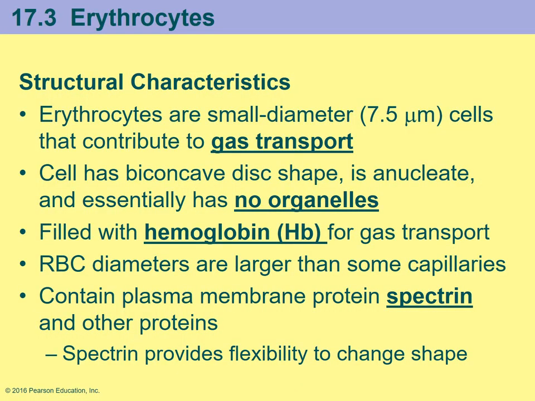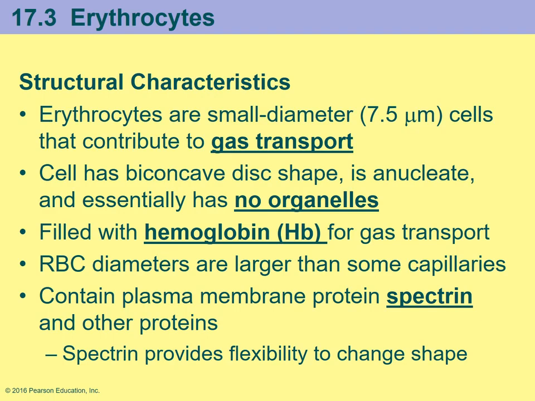So we'll start with the erythrocytes, the red blood cells, first. They're very small. They're about 7.5 to 8 micrometers in size. Their purpose is to help transport gas. They do not have a nucleus. They do not have organelles. They are biconcave and look like a disc. They are filled with hemoglobin. So the gas will actually bind to the hemoglobin. The red blood cell diameter is larger than some capillaries. So through the capillaries, which are a type of blood vessel, they're going to have to go single file and kind of squeeze through some of them.